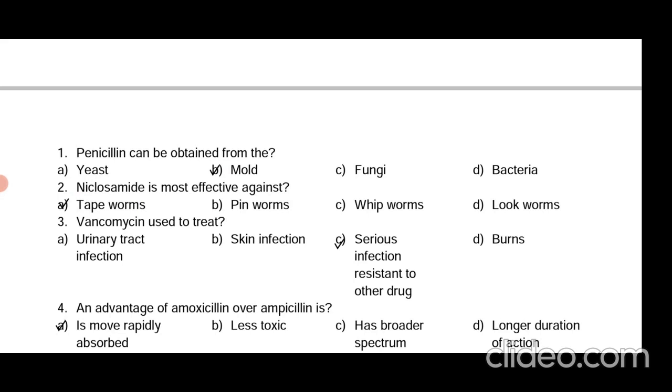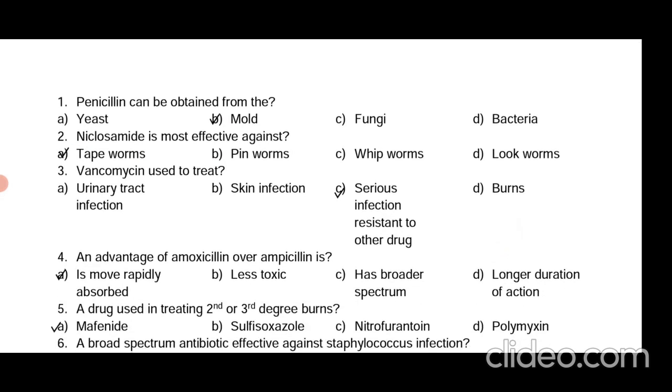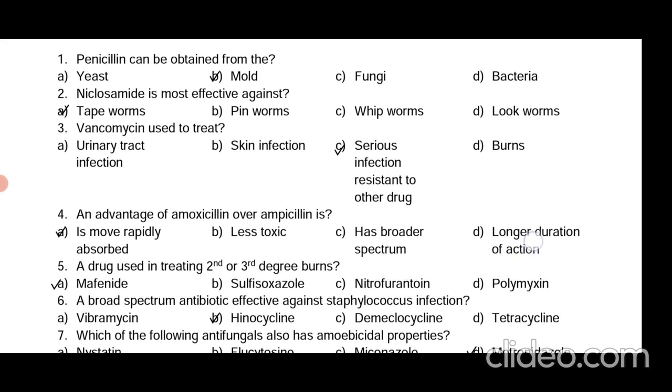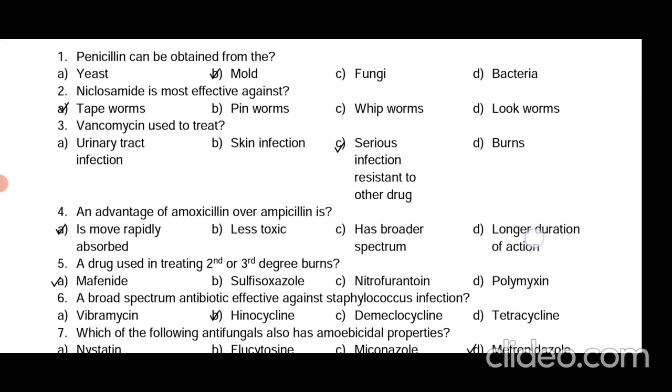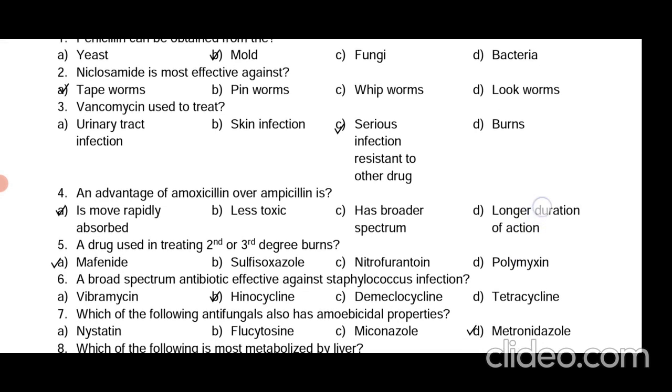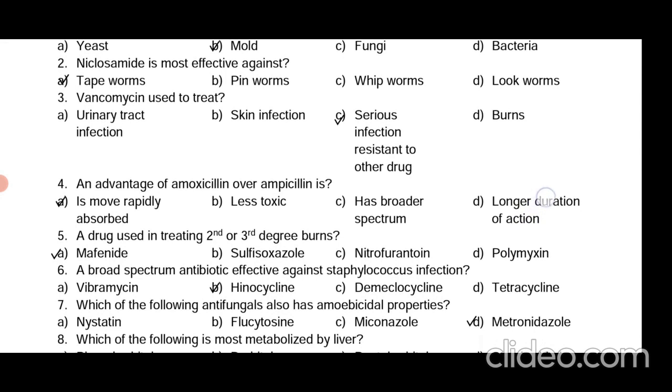An advantage of amoxicillin over ampicillin is more rapid absorption. A drug used in treating second or third degree burns is mafenide. A broad spectrum antibiotic effective against staphylococcus infection is minocycline. Which of the following antifungals also has amoebicidal properties? Metronidazole, available as Flagyl. Flagyl has amoebicidal properties.